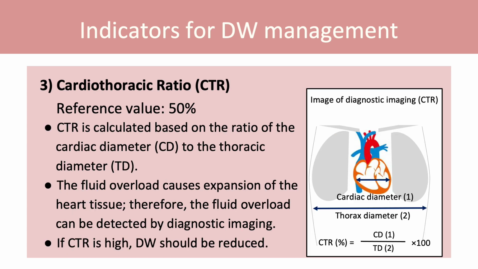The third indicator is the cardiothoracic ratio. The cardiothoracic ratio can be calculated based on the ratio of the cardiac diameter, CT, to the thoracic diameter, TD. As fluid volume increases, the heart tissue expands. Therefore, the fluid overload can be detected by diagnostic imaging. When the cardiothoracic ratio becomes high, it is recommended to reduce the dry weight.